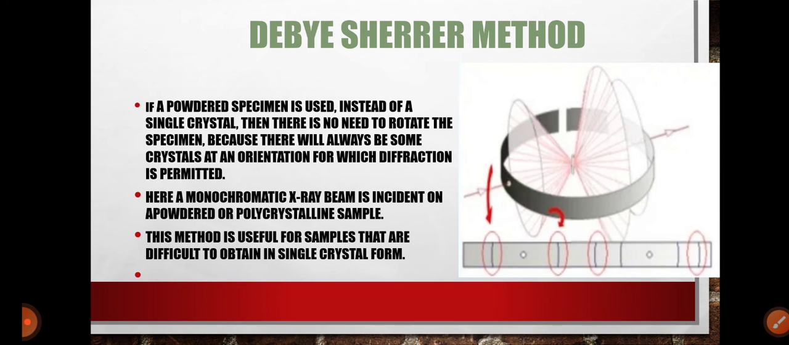Then the Debye Scherrer method. In this, a powder sample is used instead of a crystal. Then there is no need to rotate the specimen because there will always be some crystal at the orientation for which diffraction is permitted, meaning the sample already consists of micro crystals in large amounts. Here a monochromatic X-ray beam is incident on a powder or polycrystalline sample. This method is useful for samples that are difficult to obtain in single crystal form.